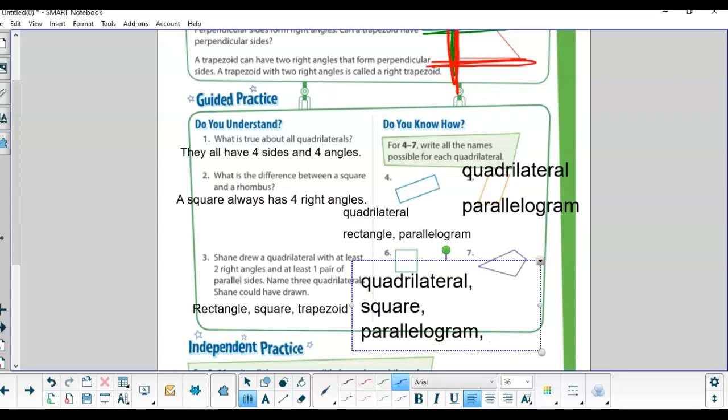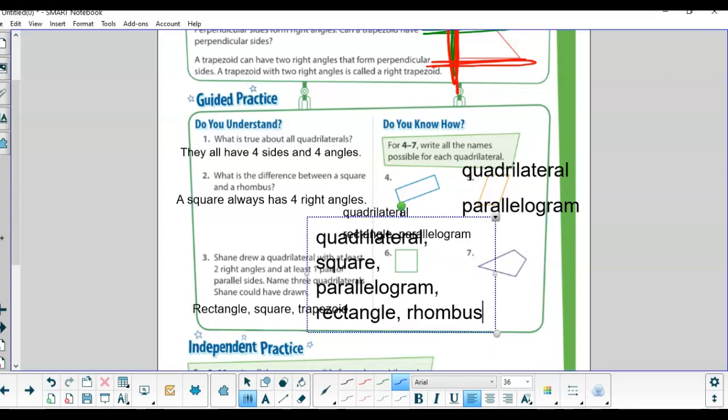of parallel sides. We can also call it a rectangle, because a rectangle has two pairs of parallel sides and 4 right angles, and a square has both of those. We can also refer to it as a rhombus, because a rhombus has 4 sides of equal length, and a square also has 4 sides of equal length. So a square just has so many different names.